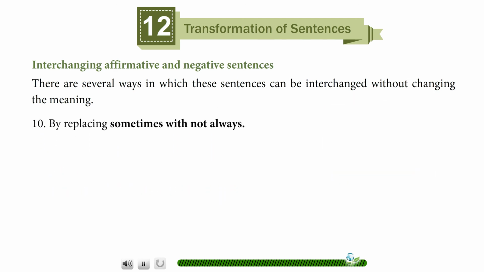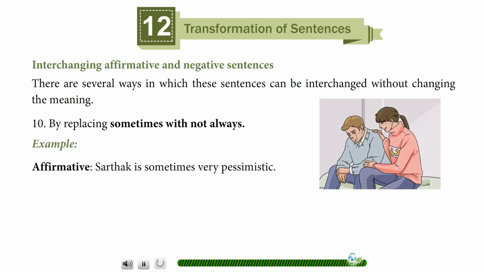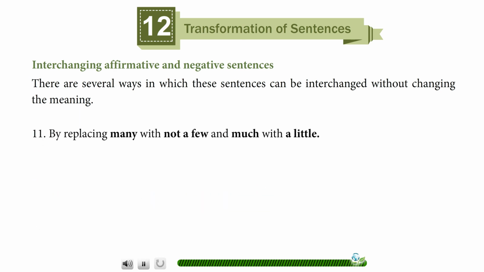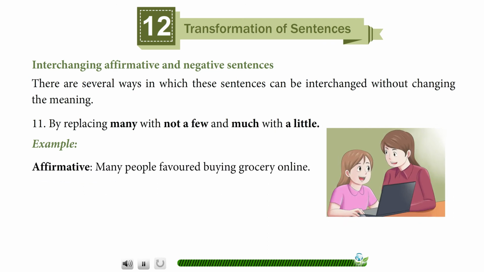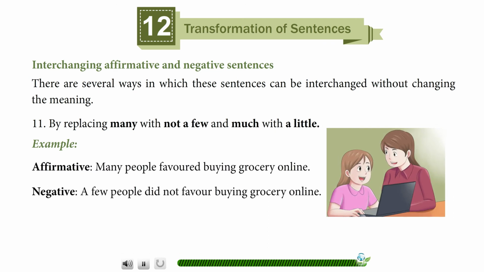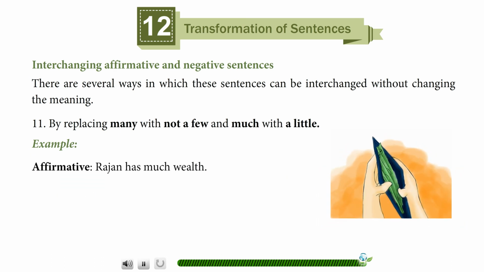10. By replacing sometimes with not always. Example: affirmative, Sarthak is sometimes very pessimistic. Negative, Sarthak is not always optimistic. 11. By replacing many with not a few and much with a little. Example: affirmative, many people favored buying grocery online. Negative, a few people did not favor buying grocery online. Affirmative, Rajan has much wealth. Negative, Rajan doesn't have a little wealth.